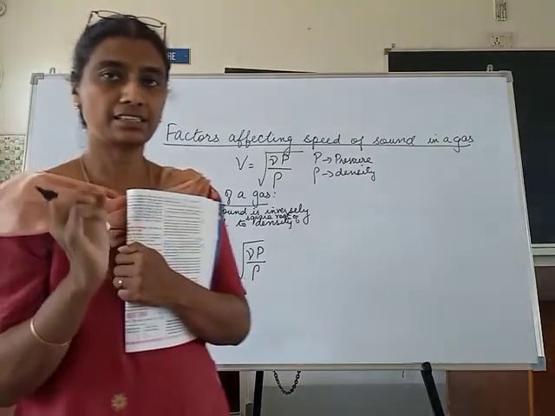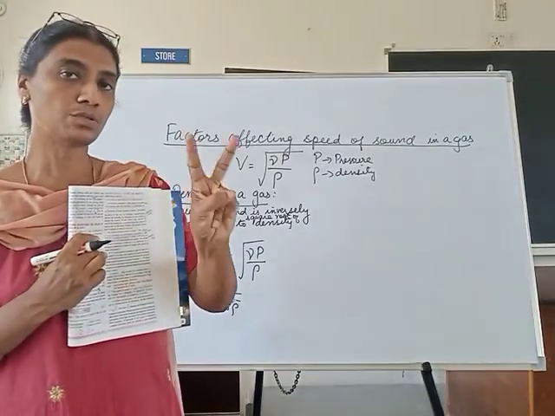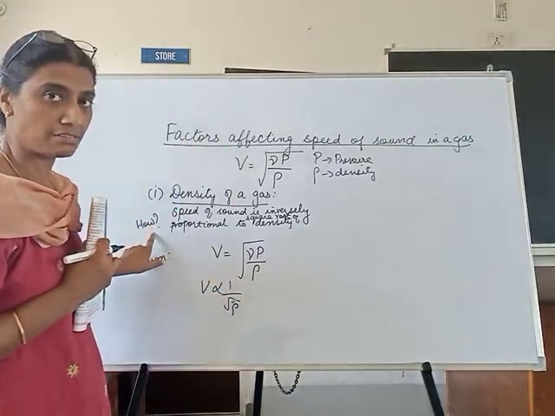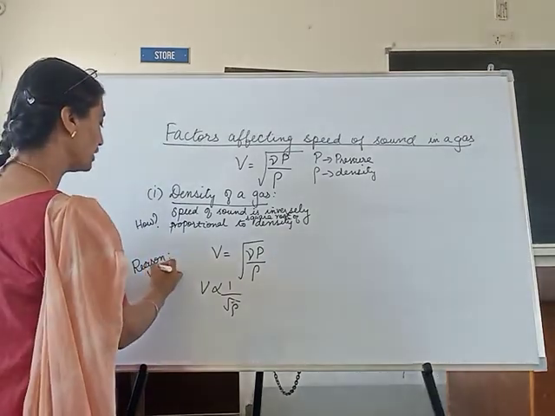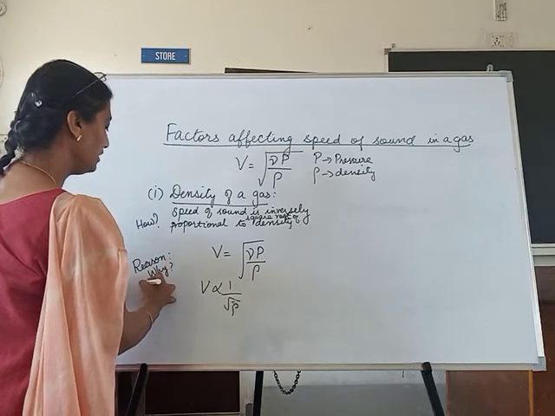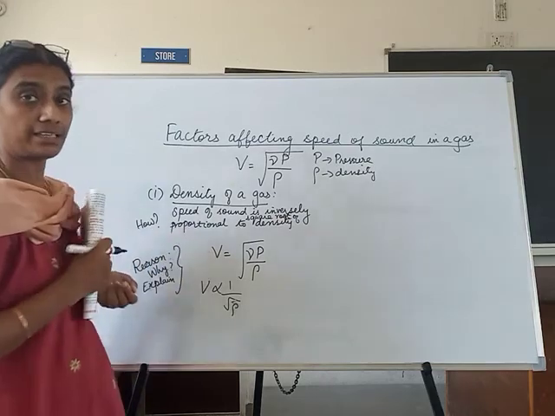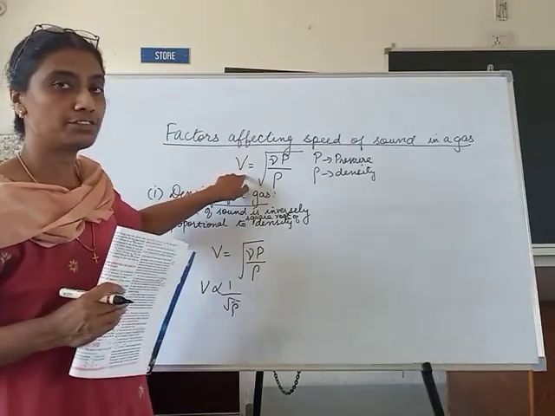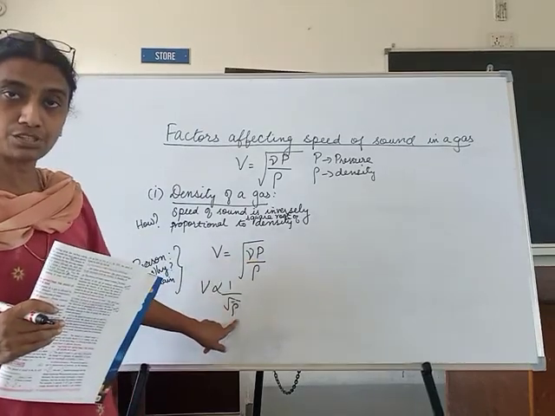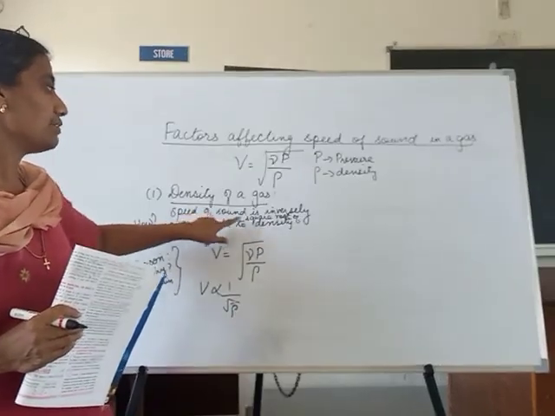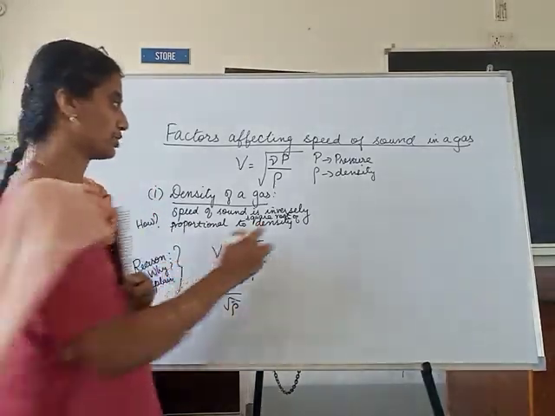In every factor affecting, you should be able to answer two types of questions. One is, how does it affect? And then, why does it affect that way? That is the reason, the explanation. So write in words: we know that the formula for speed of sound in a gas is V is equal to root of gamma P by rho. From this formula, V is inversely proportional to square root of density. Therefore, speed of sound is inversely proportional to square root of density. That is the conclusion.